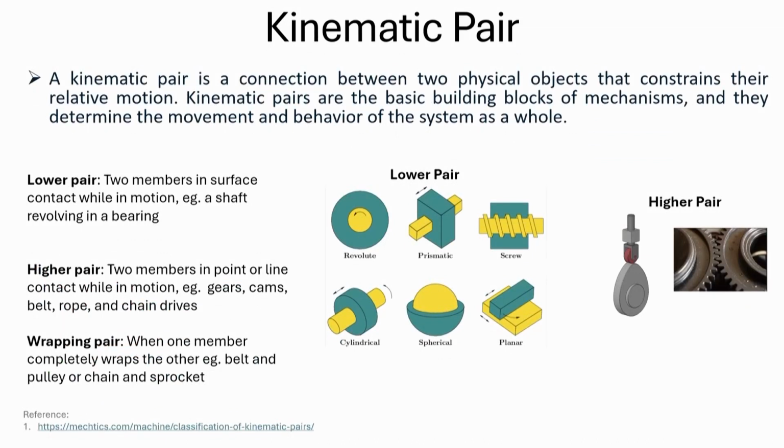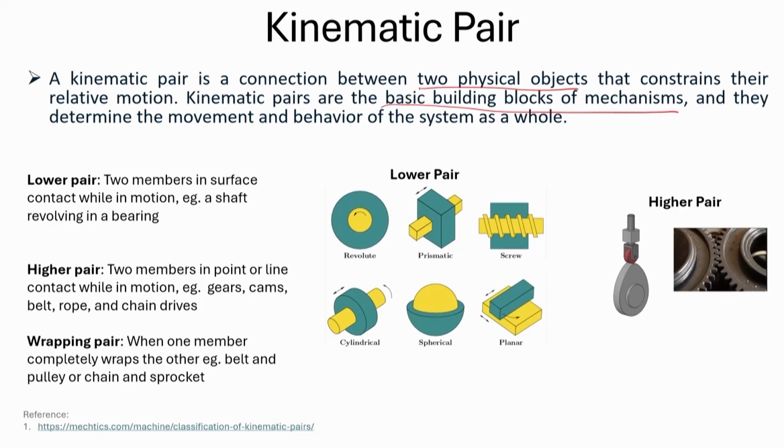Let us look into the kinematic pairs very closely. As I told you, a kinematic pair is a connection between 2 physical objects that constrains their relative motion. The nature of the connectivity will define what kind of constraints are there. And we have to also keep in mind that these kinematic pairs are the basic building blocks of any mechanism. So, they determine the type of movement or behavior or response of the system that would come up.